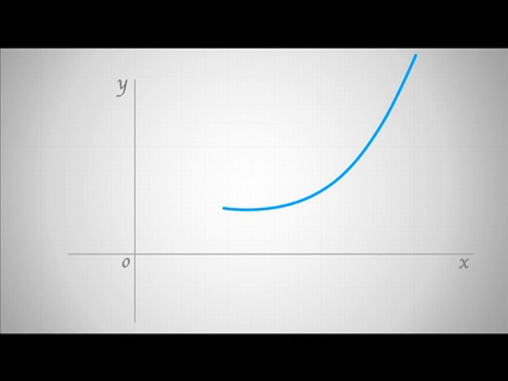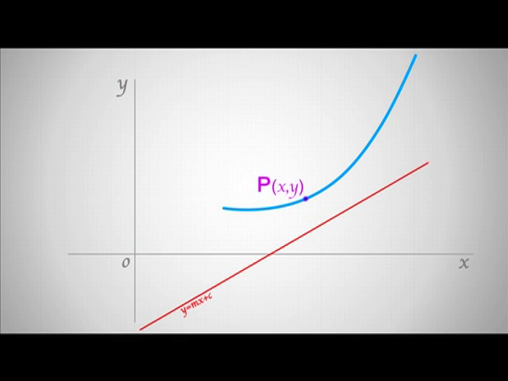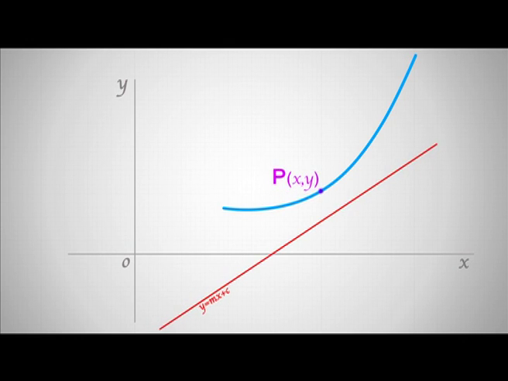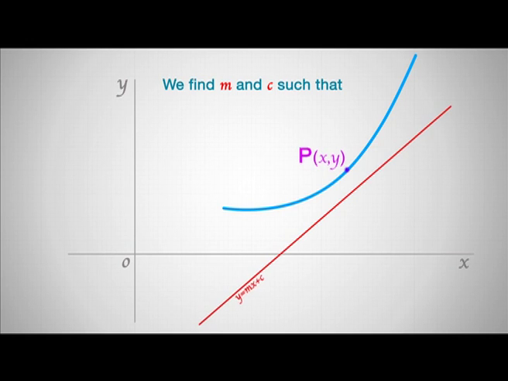Now, let P = P(x, y) be any point on the curve. The distance from P to the line y = mx + c is the modulus of (y - mx - c) divided by the square root of 1 + m^2. We need to determine m and c, so that this distance goes to 0 as x goes to infinity.